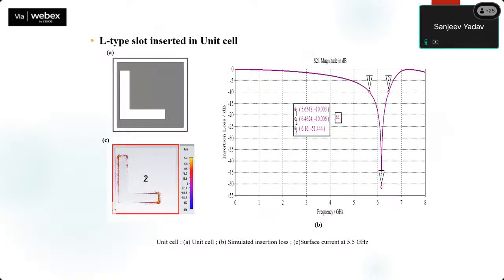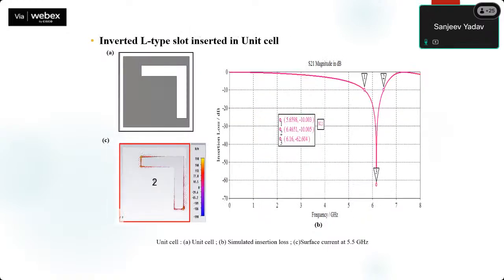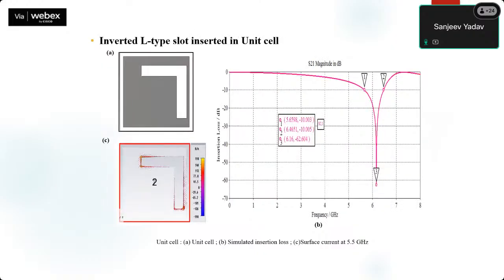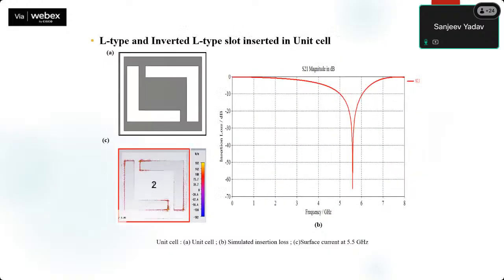Again, the same structure, we have just rotated it. Inverted L type. This was the L type slot and this was the inverted L type slot. Both the structures, when we rotate, should look similar. If I rotate this structure by 180 degrees, both structures are similar. But when we combine these two structures, at that time we are getting our desired results. Here you can see that we have combined them and we are getting the desired results at 5.5 gigahertz.